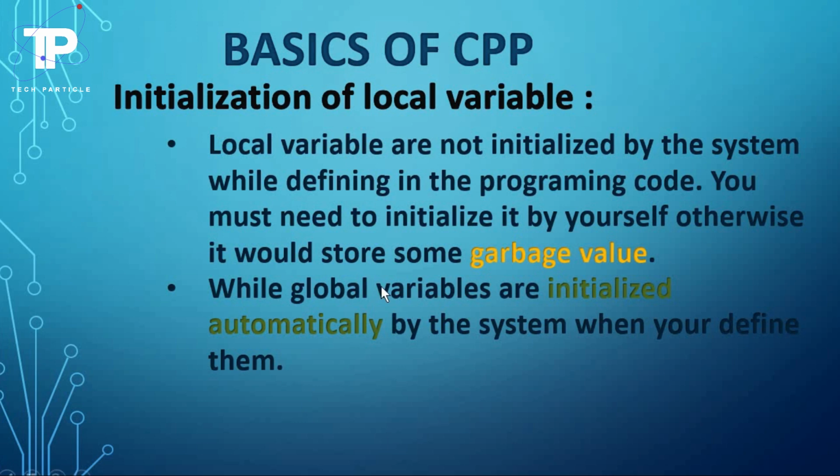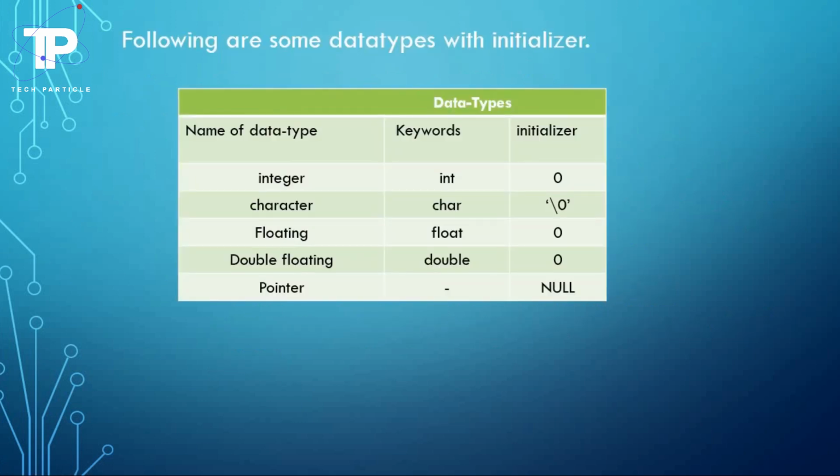While global variables are initialized automatically by the system when you define them. Following are some data types with their initializers: int is initialized with 0, char with the null character, float with 0, double with 0, and pointer initialized with null. These are for global variables. Hence, it is important to initialize variables properly.